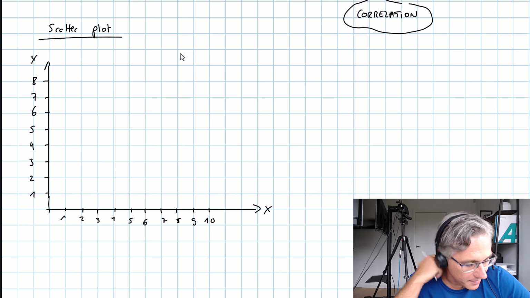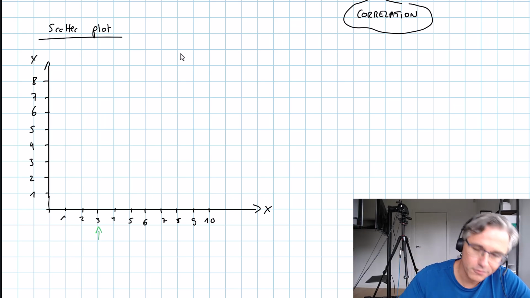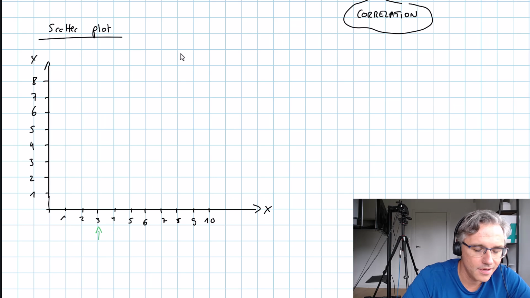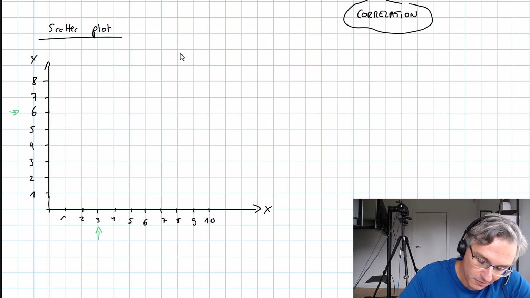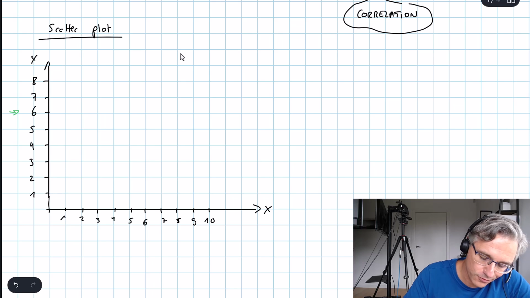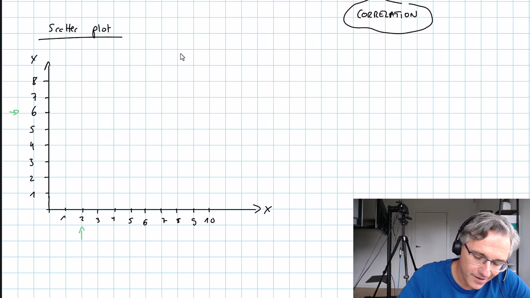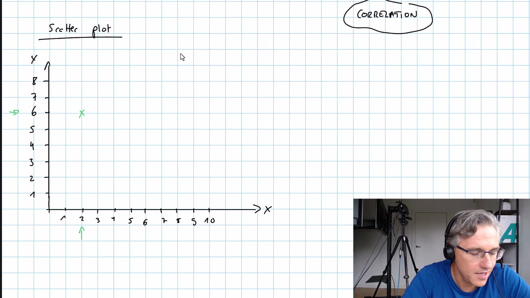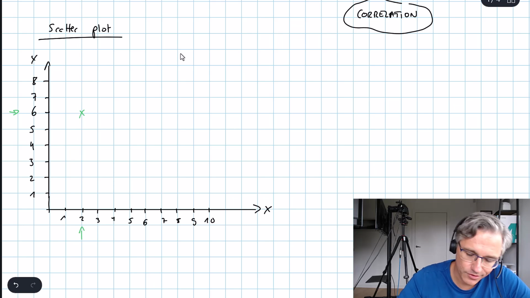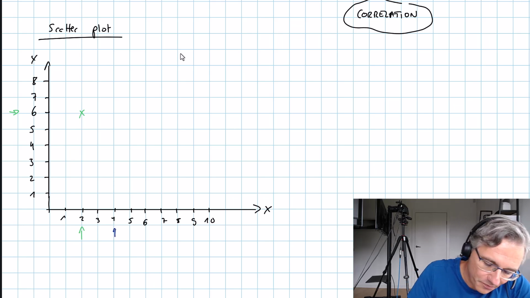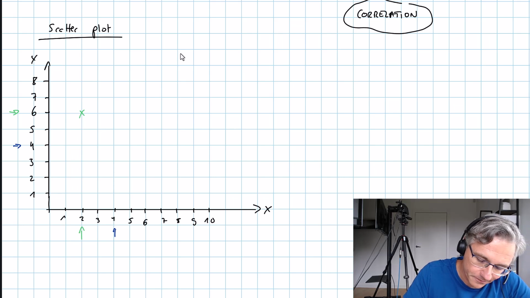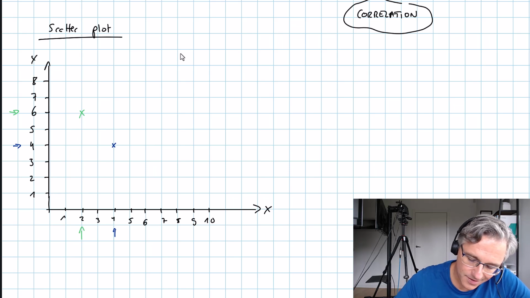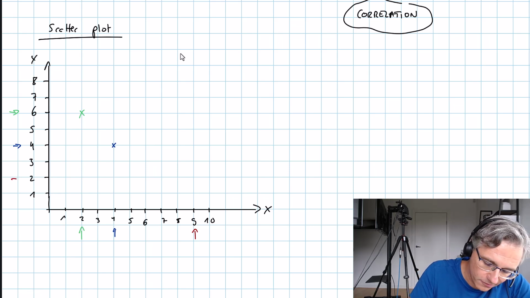So let's say that when x takes on a value of 2, y at the same time takes on a value of, sorry, I said 2, and I drew an arrow next to 3. Well, that's the combination. X takes on a value of 2, y takes on a value of 6. Let's also imagine that when x is 4, y is 4 as well. Okay, and let's have one more. When x takes on a value of 9, let's imagine that y takes on a value of 2.